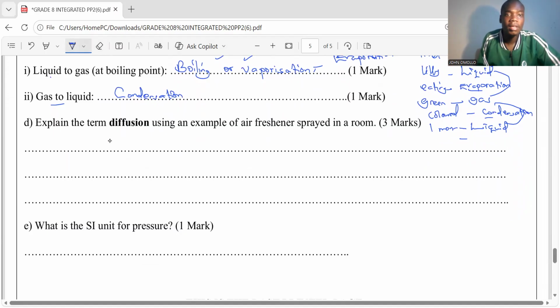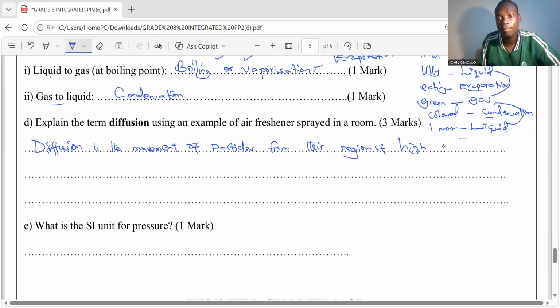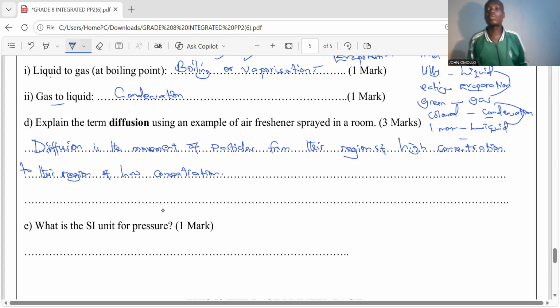So let's dive in. Explain the term diffusion. So we first of all say diffusion is the movement of particles from their region of high concentration to their region of low concentration. Full stop. So that is what we are referring to as diffusion.